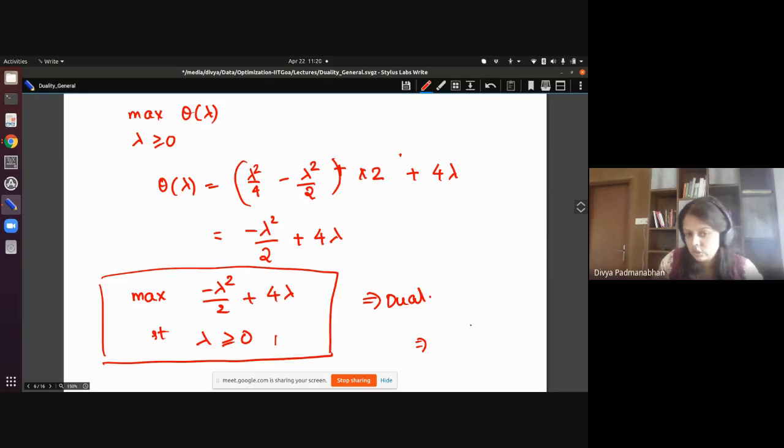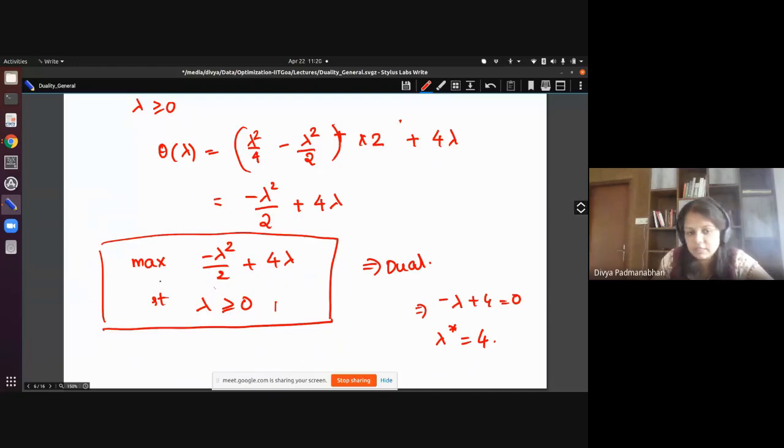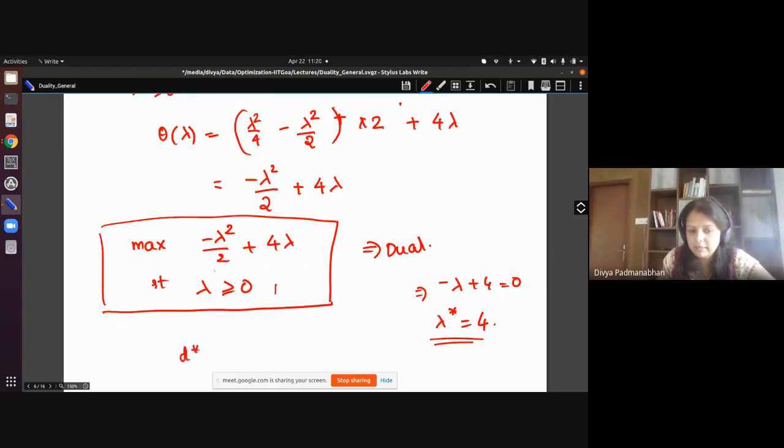But in short, if you take the gradient, you're going to get minus lambda plus 4 is 0, right? So lambda star is equal to 4. That anyway satisfies lambda greater than or equal to 0. So the unconstrained maximum for this problem satisfies the constraint. And of course, you have to take the second derivative. In this case, it's a concave function, so the second derivative will be less than 0. So indeed, this is the maximizer. Okay, so in terms of the objective, what is the d star you get here? If you substitute this value of lambda, what do you get in the function? So this is d star.